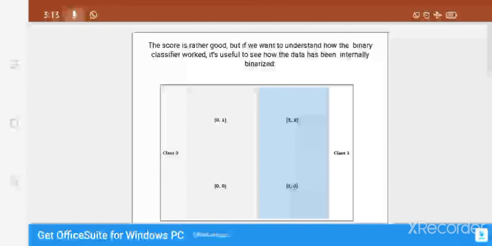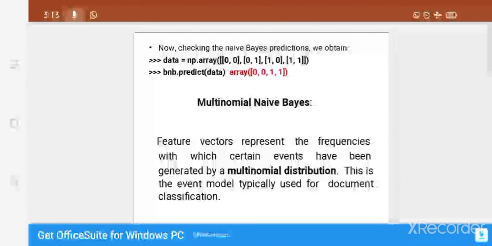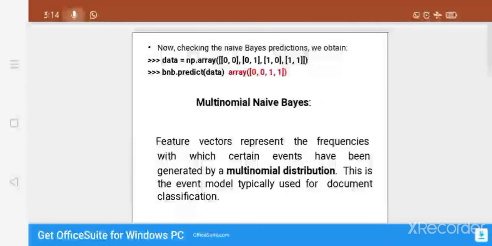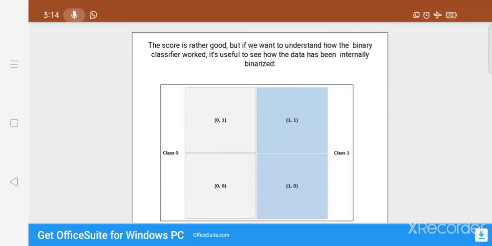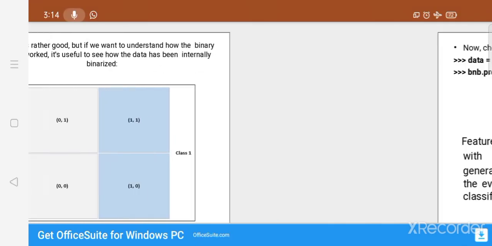But if we want to understand how the binary classifier works, it's useful to see how the data has been internally binarized. It can be binarized like this by using various quadrants. These are the 4 quadrants that can be considered. Now checking the Naive Bayes predictions on some data, the prediction will be array 0, 0, 1, 1. This is all about how to predict data using Naive Bayes for the binary distribution.